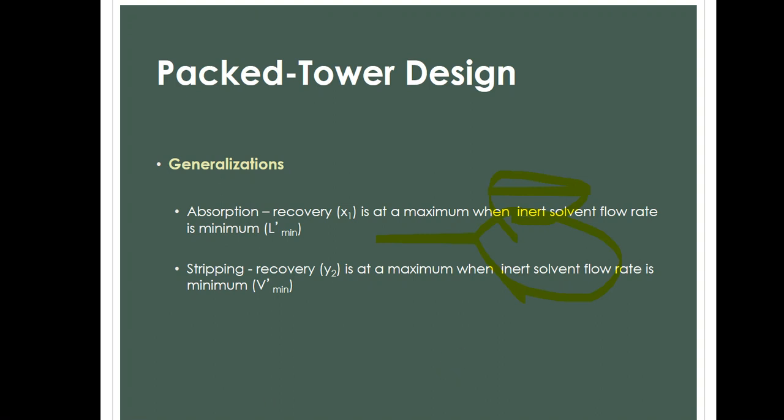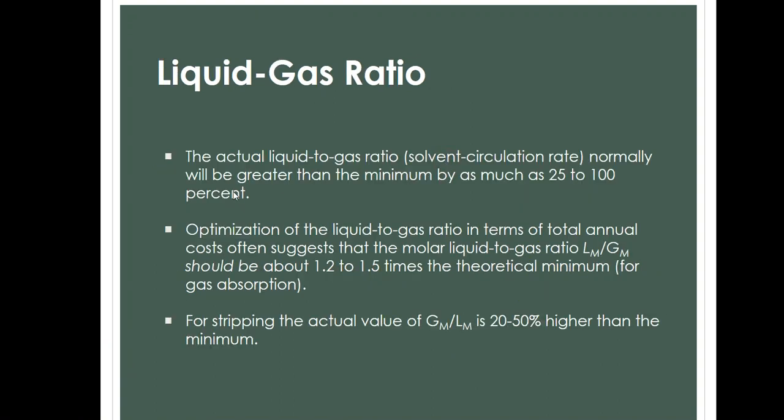Now we will go to the last sample problem that will illustrate the use of the principles just discussed on the minimum solvent requirement. If we want to know the optimum number of trays based on the minimum solvent requirement, this is taken from your handbook, by the way: optimization for liquid to gas ratio in terms of the total annual cost often suggests that the molar liquid to gas ratio should be about 1.2 to 1.5 times the theoretical minimum.